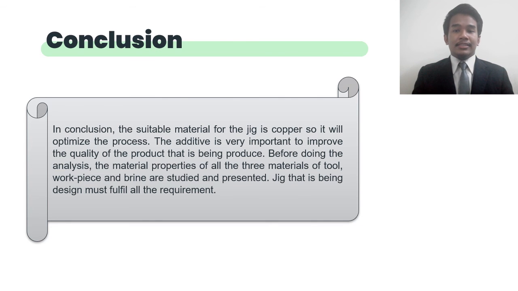From our research, I can conclude that the suitable material for the jig is copper, so it will optimize the process. The additive is very important to improve the quality of the product that has been produced. Before doing analysis, the material properties of all three materials, the tool, workpiece, and the brine, are studied and presented. The jig that has been designed must fulfill all the requirements.